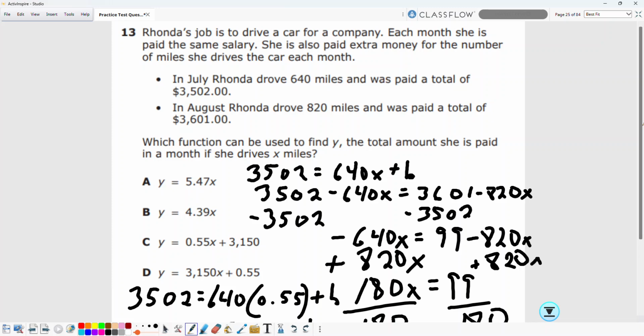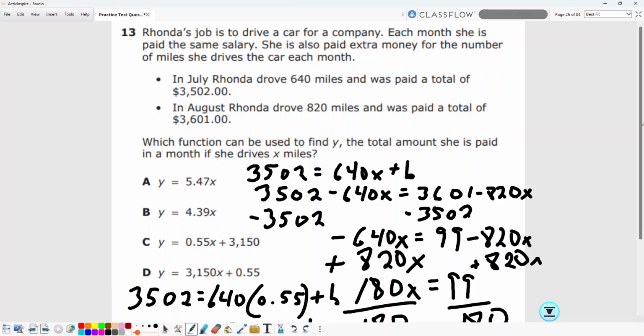All right, number 13. So Rhonda has a job. She drives a car for a company. Each month, she's paid the same salary. She's also paid extra money for the number of miles she drives the car each month. Here it tells us how much Rhonda earned in July and August.